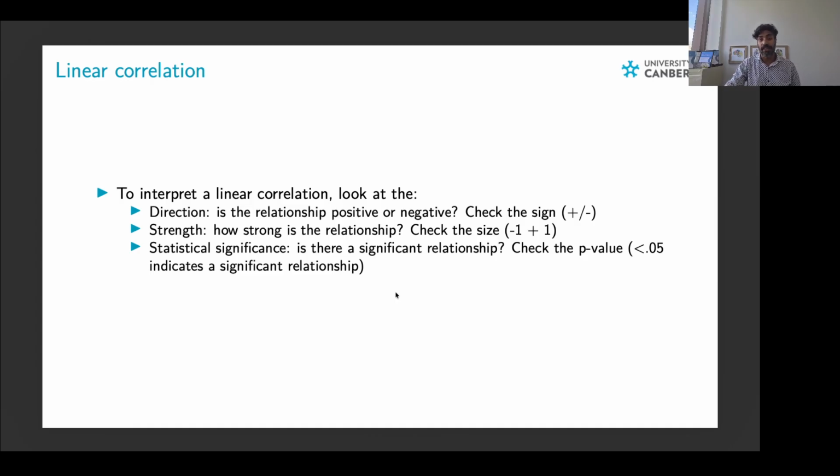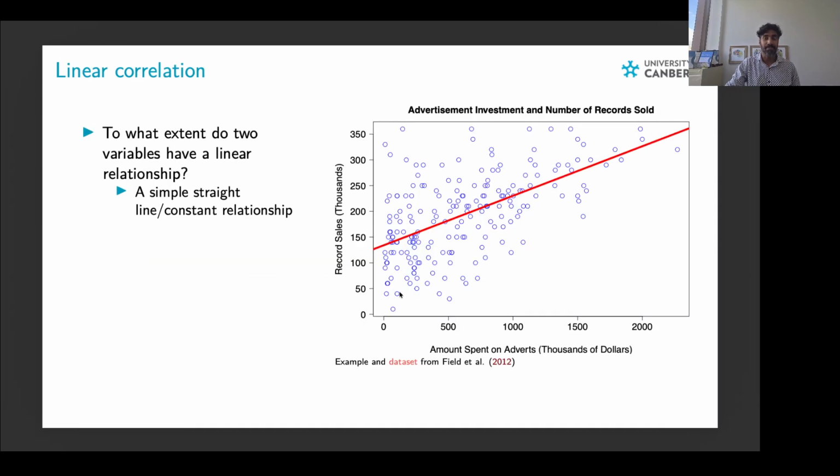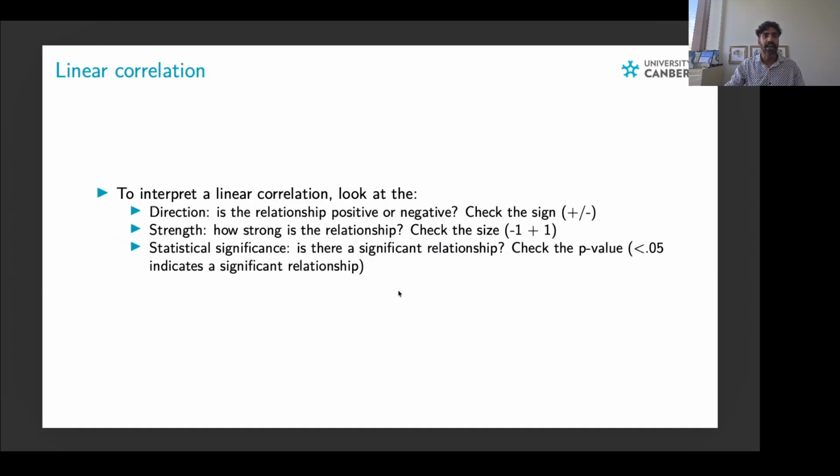Well, we first look at the direction. Is it a positive direction or a negative direction? Here we can see it's a positive direction, because as it increases along the x-axis, the y-axis also increases. So it's a positive relationship that we see there. And then we look at the strength, how strong is the relationship? We check the size of the correlation, which can sit between -1 and 1. If it's in the positive range up to 1, it's a positive correlation. If it's in the negative range, it's a negative correlation.